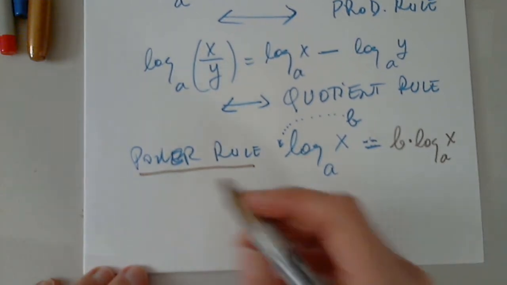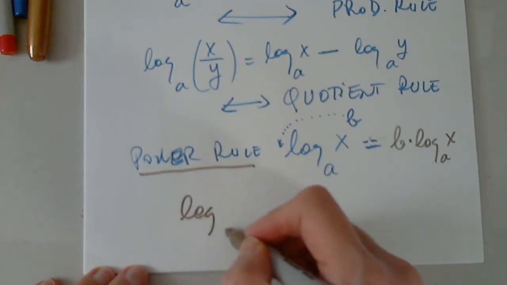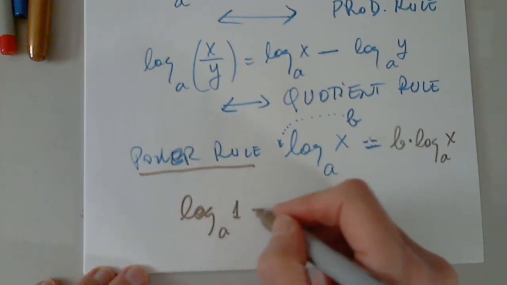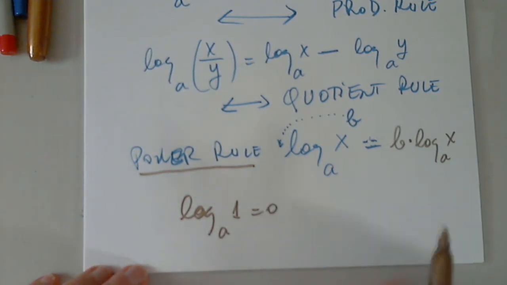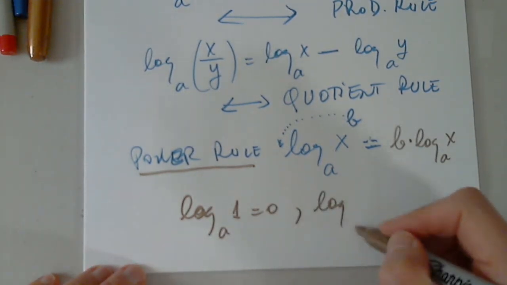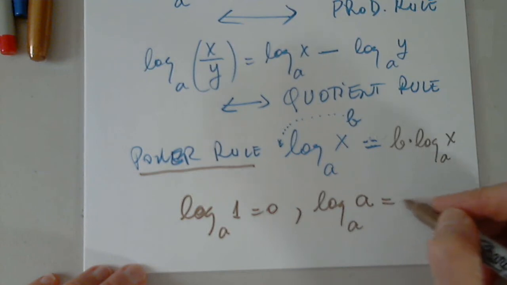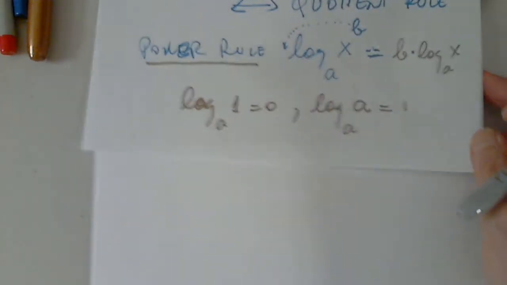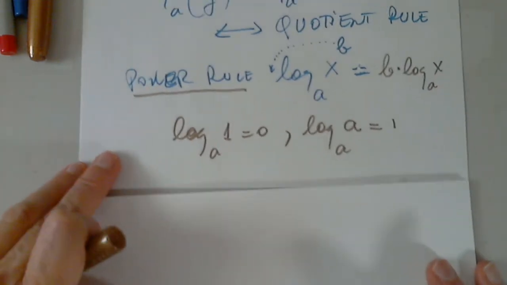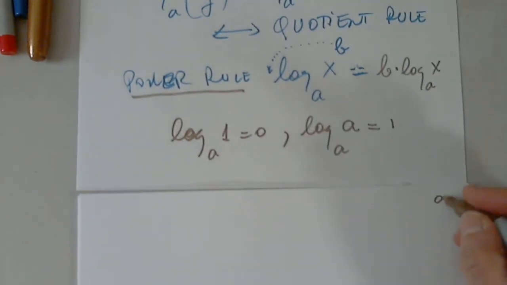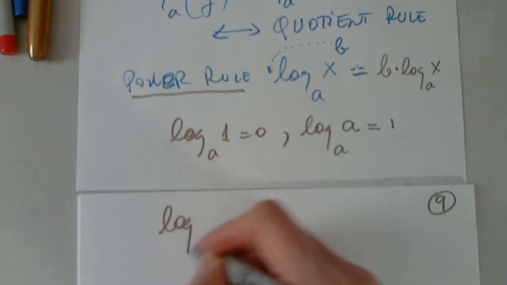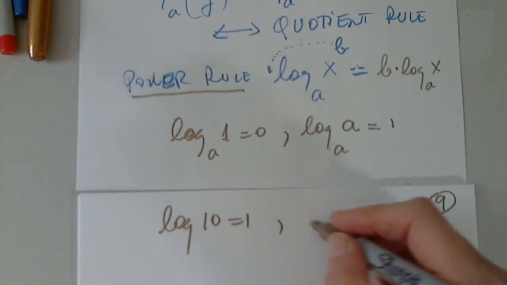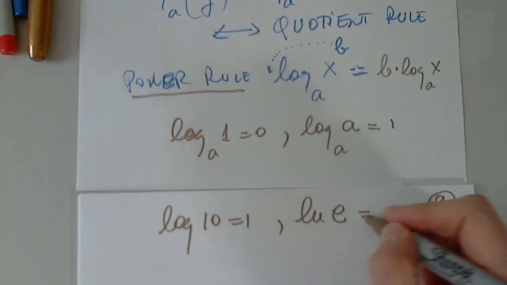There are other rules like log in any base of 1 will be 0. Log in any base of the base is 1. For example, common log of 10 is 1. Natural log of e is 1.